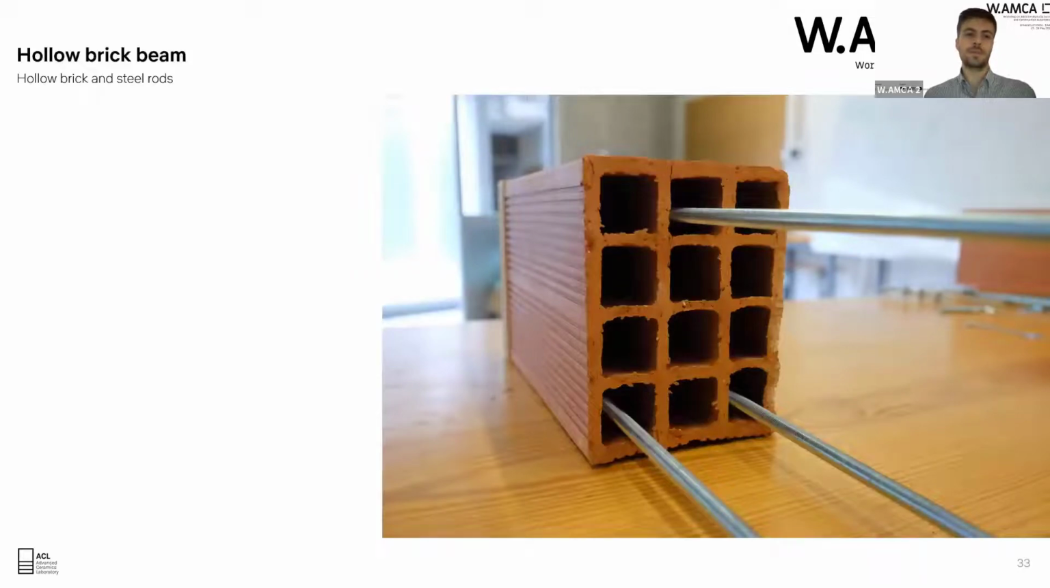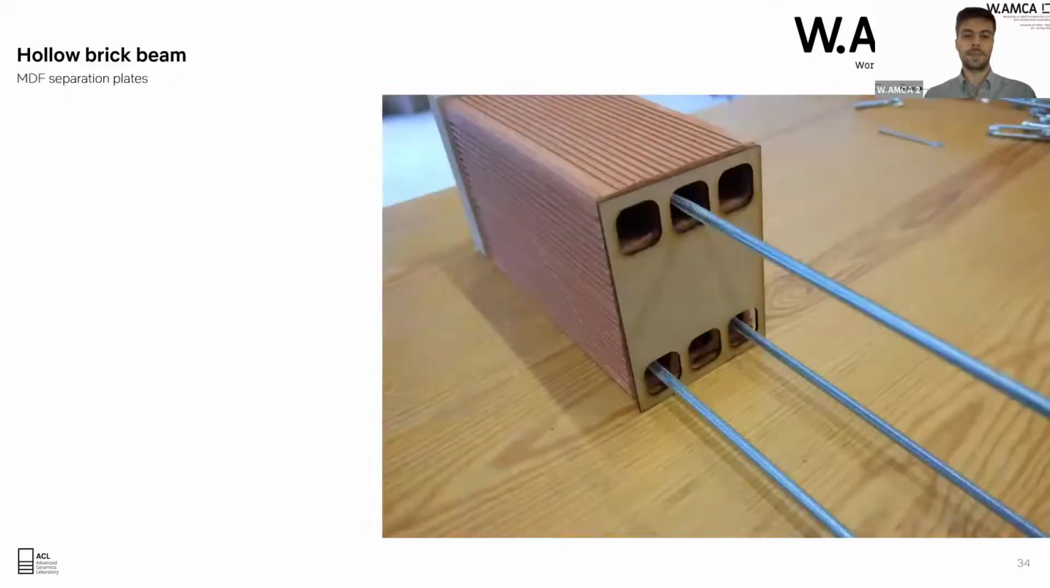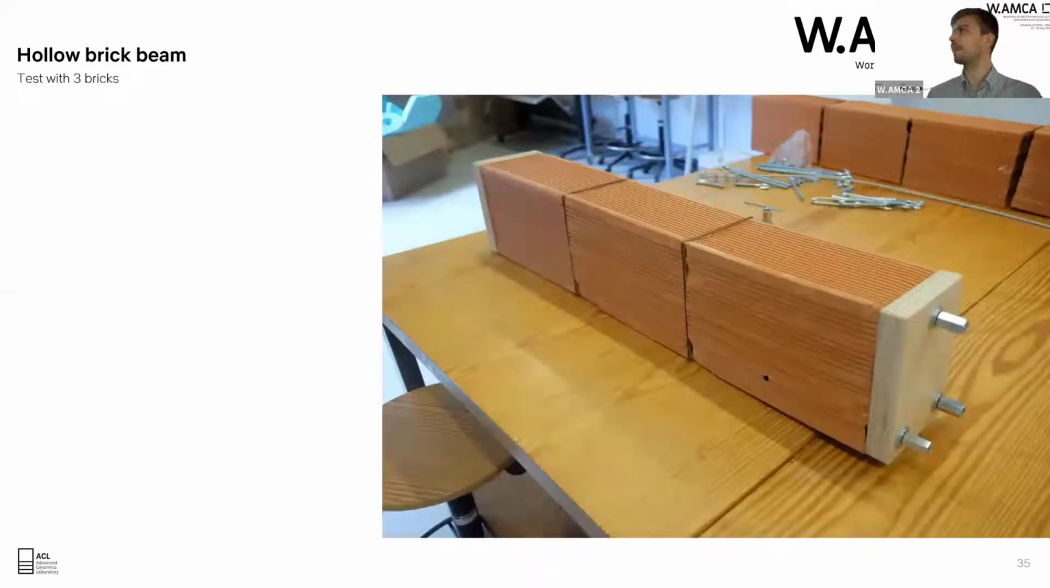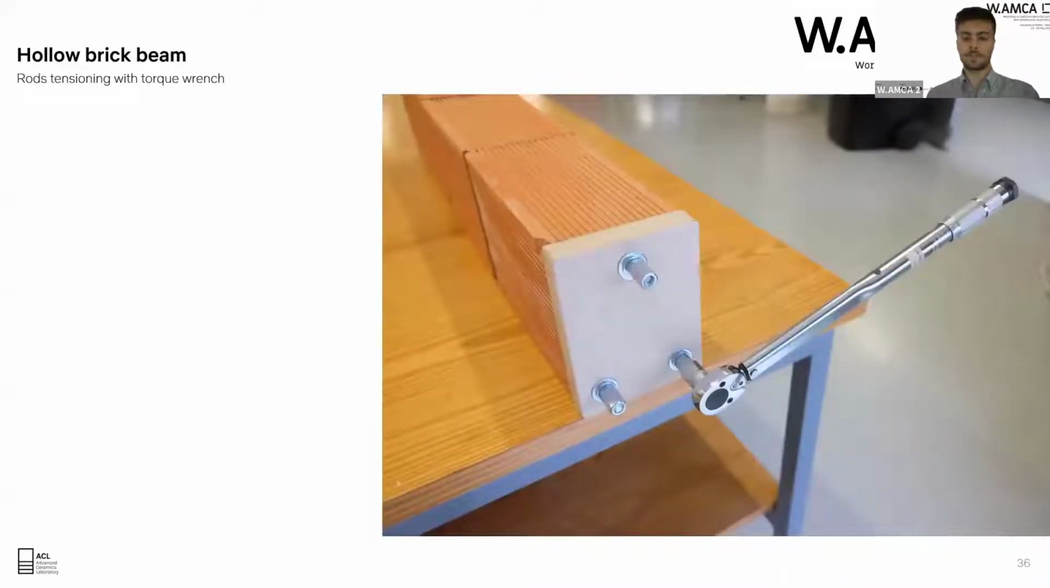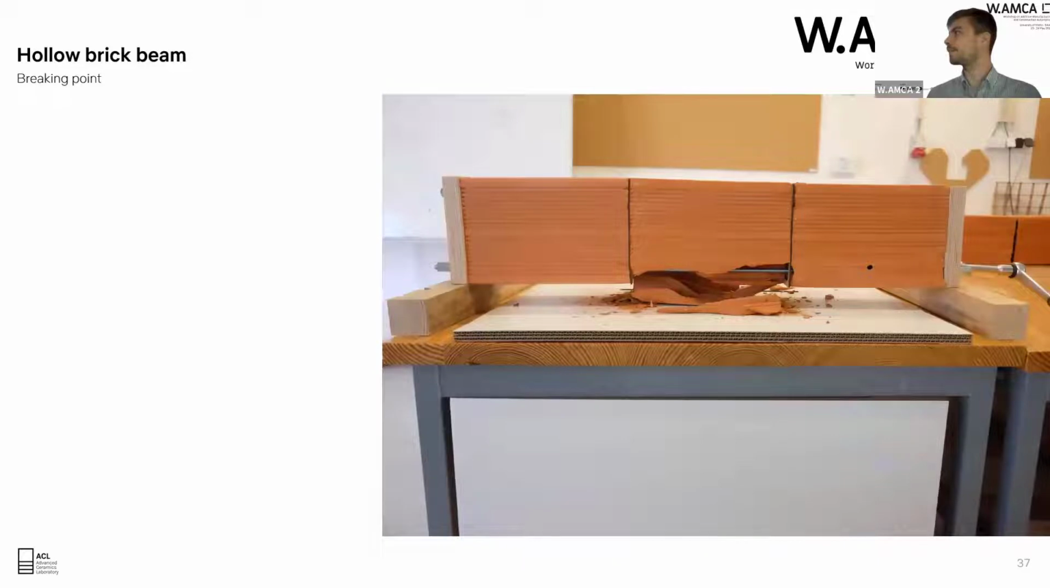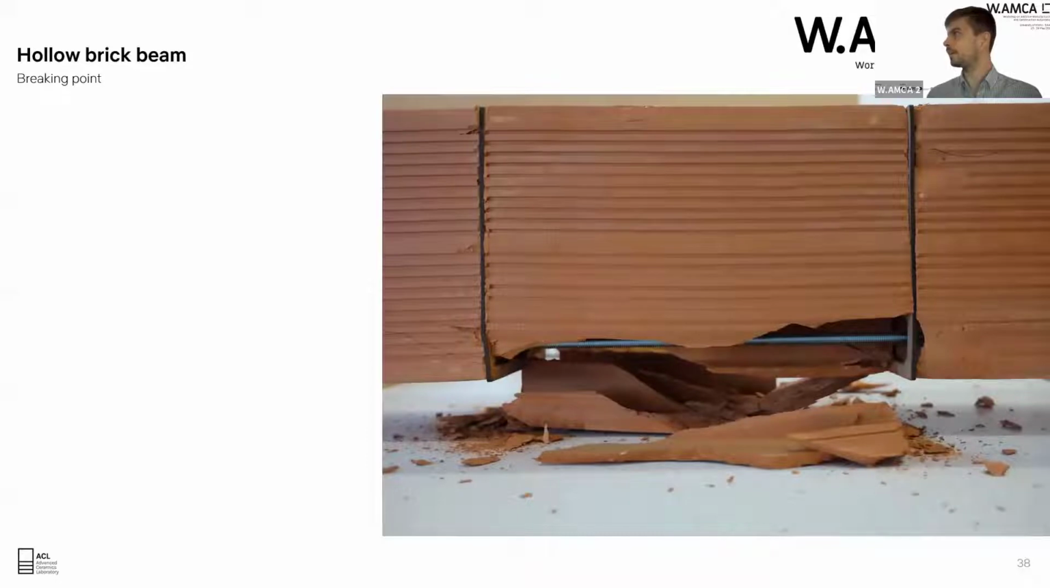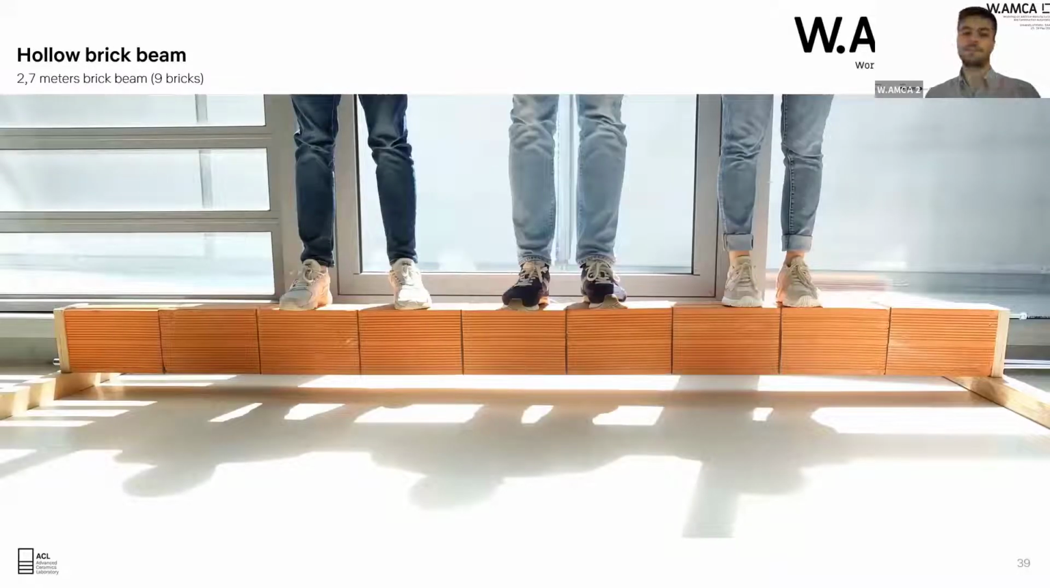So we start by using a regular hollow brick and steel rods. Then we put an MDF plate separating them. Then we have more bricks. Then we apply tension with the torque wrench until it breaks to see if it works or not. Here in detail. And then we do it again because it worked. We do it with more bricks, 9 bricks. It's a 2.7 meter beam. We put some weights on top of it and it worked, didn't break.